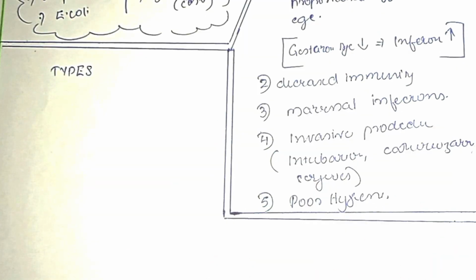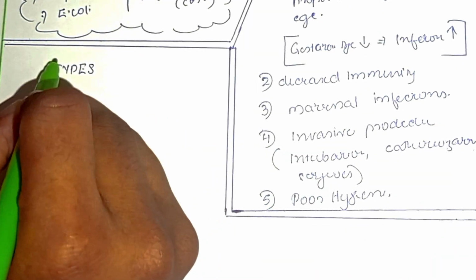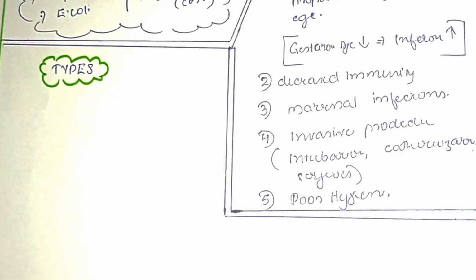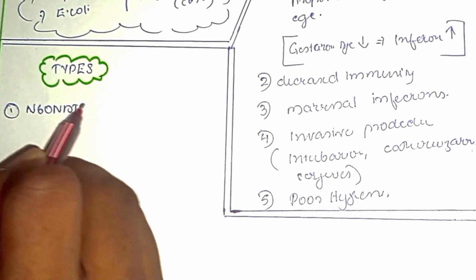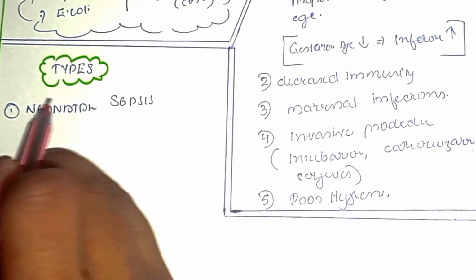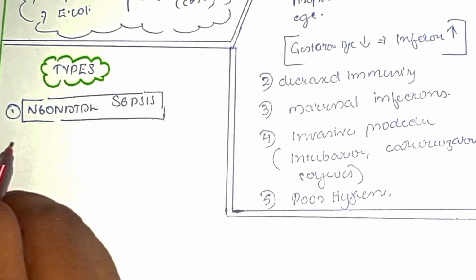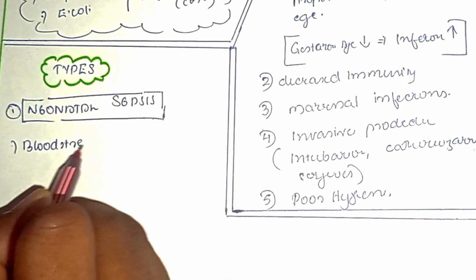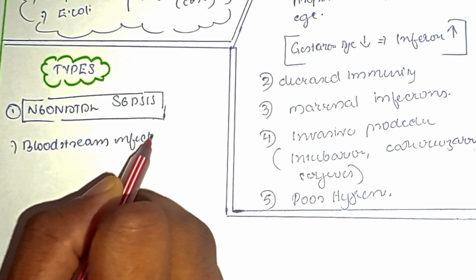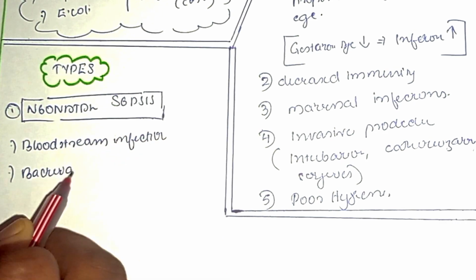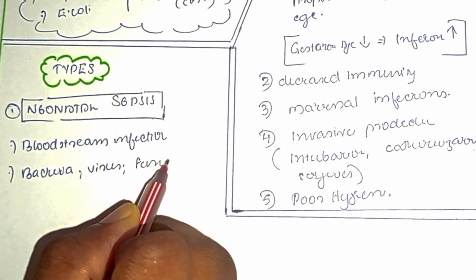Next, jumping on to the types of neonatal infection. There are generally five types of neonatal infections. The first one is neonatal sepsis. I have written every type of infection in a concise form that will be helpful for you to study. Neonatal sepsis is the infection of the bloodstream. Bloodstream infections are generally considered as neonatal sepsis.